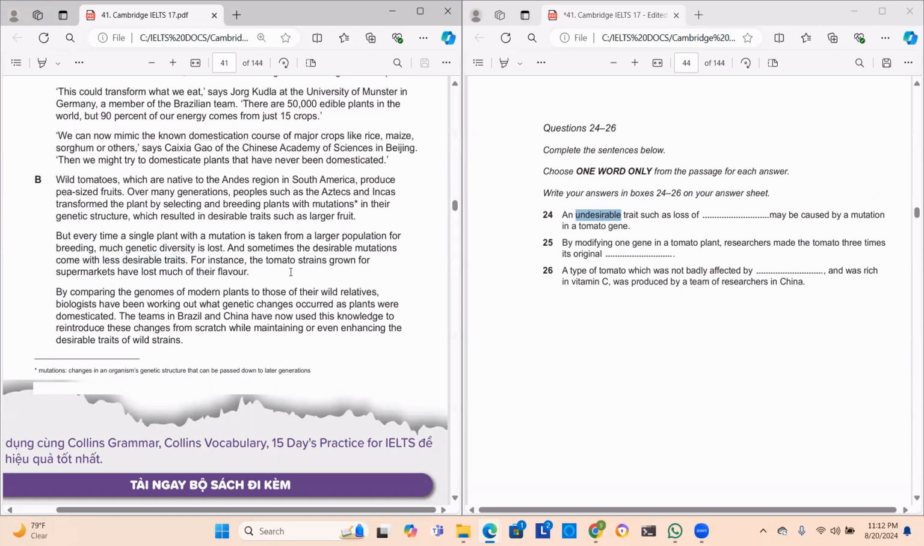So the tomato strain grown for the supermarket have lost much of their flavor. So undesirable traits such as loss of flavor may be caused by a mutation in tomato gene. This is a very straightforward answer, guys. So the answer should be flavor.